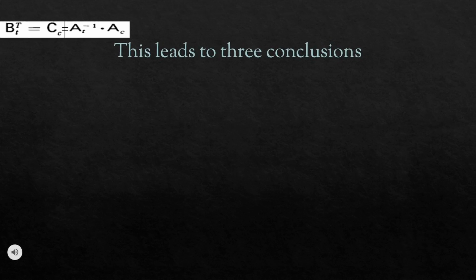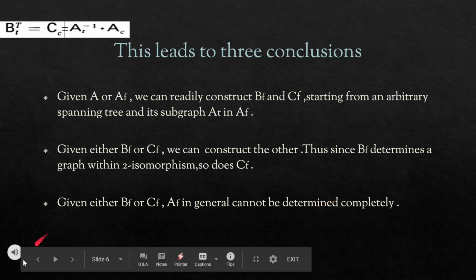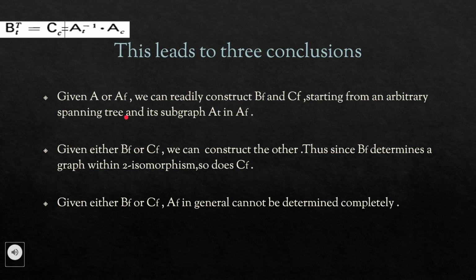This leads to certain conclusions. Given A or AF, we can readily construct BF and CF starting from an arbitrary spanning tree and its subgraph At in AF. If we check the equation here, we can see that Bt transpose equals Cc equals At inverse dot Ac. If we have AF, we know the values of At inverse dot Ac. If we substitute the values here, we get the corresponding values of Cc as well as Bt transpose, and thereby we can construct BF and CF.